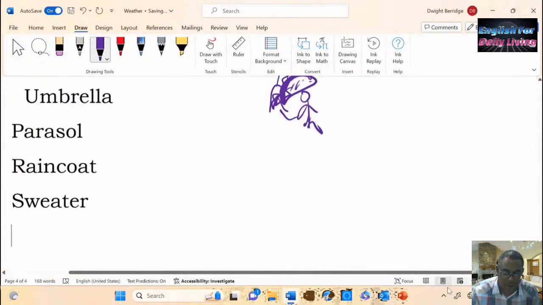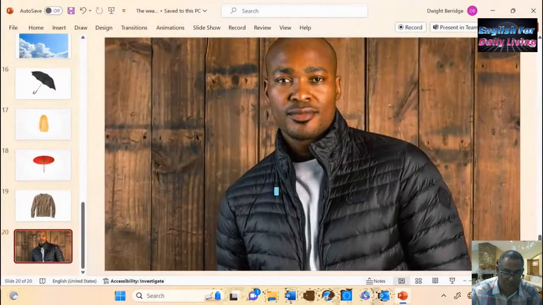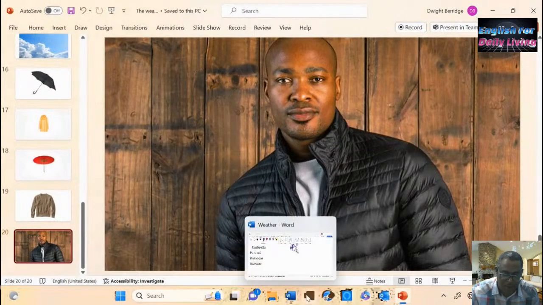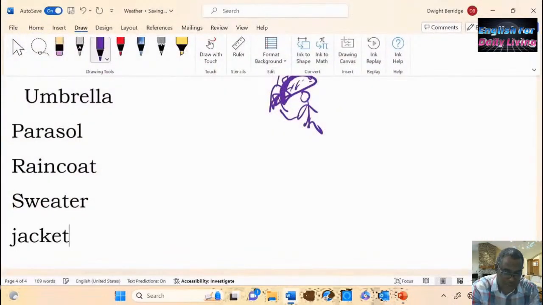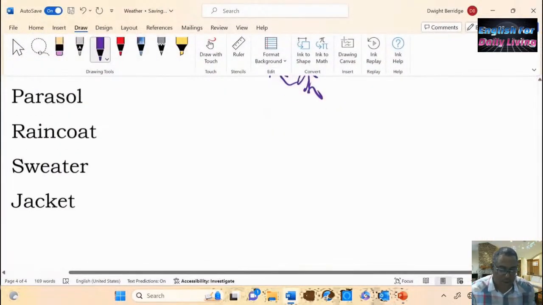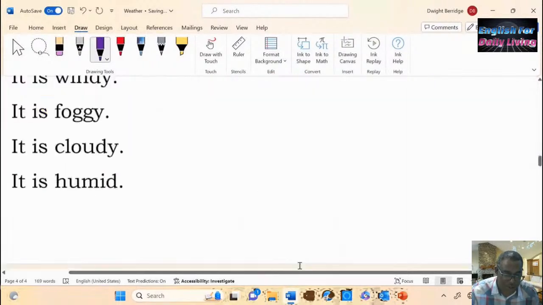Okay, and then this one here, this gentleman is wearing what we call a jacket. There are male and female jackets. So it's a jacket. Now, let's go over. Here are some expressions that would be very useful.